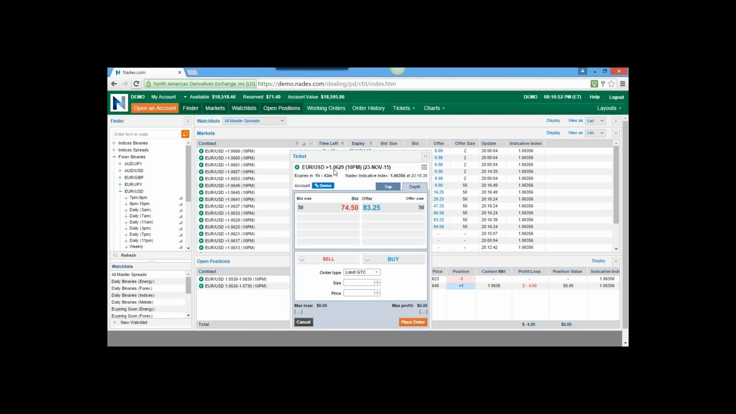Well, I'm saying the market will be above 0629. It's already at 0635. So if the market stayed flat, I'd still win. What if the market went down 4 points to 0630? I'd still win because it's still above 0629. So I've got a lot of options with this in the money binary, right? I've got a little room.